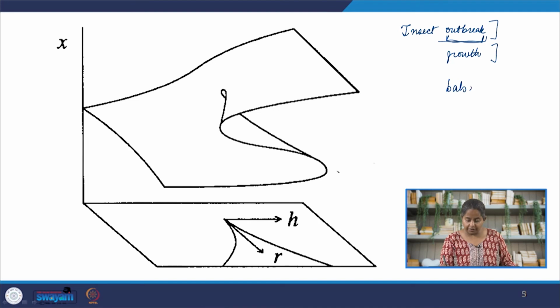The insect outbreak model that we are going to cover in the next lecture was actually first written in 1978 by a mathematician called Ludwig. The insect that he was looking at is the spruce budworm, which eats a particular kind of fir tree leaves.